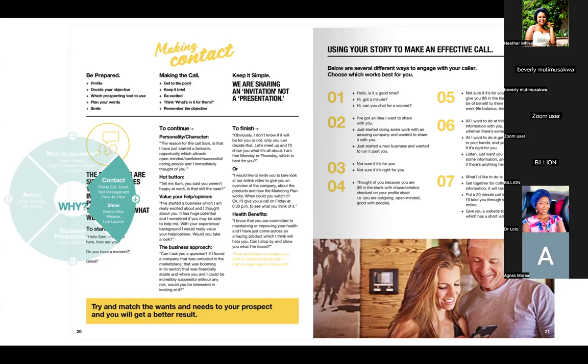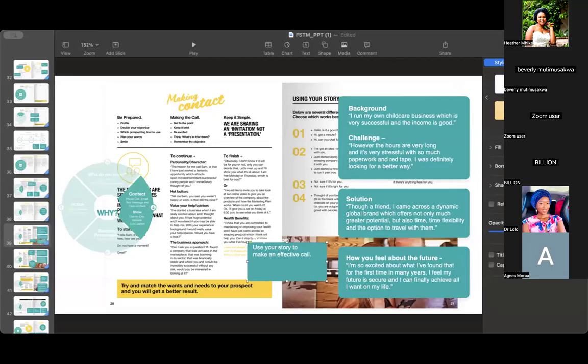And then the third thing we said: not sure if it's for you or not sure if it's right for you. It gets them curious, it gets them more interested. And then: thought of you because you are 1, 2, 3, 4. Depends on how you want to compliment them. So we are just summarizing everything that we were talking about.